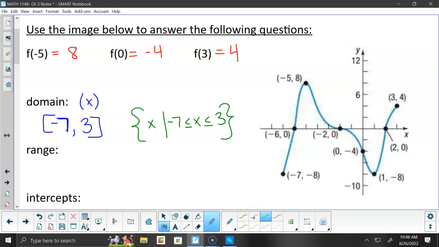Do you want to try range with your neighbors? Okay, so if domain is x, what does range need to be? Y. So, chat with your neighbors. Try filling out range, and I want you to do it in both interval and set builder.